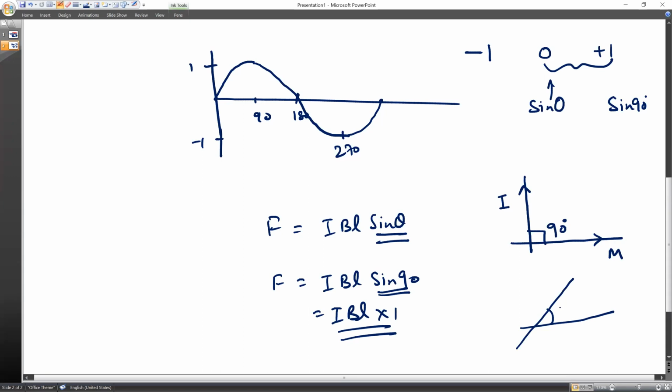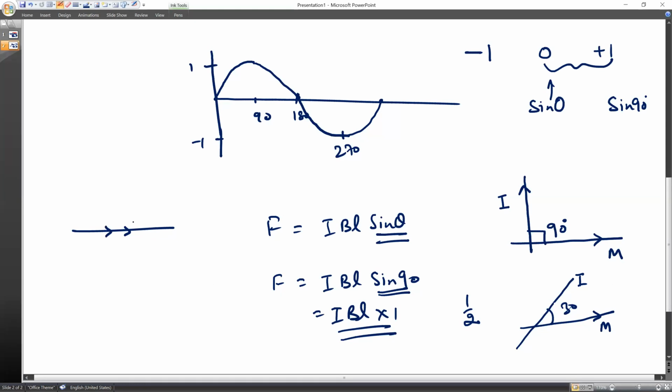Suppose this is 60 degrees. Sin 60 is root 3 by 2. And if it is 30 degrees, this will be half, so the force becomes half because sin 30 is half. If you keep on decreasing the angle, you will find the force keeps decreasing. And if the current and magnetic field are in the same direction or in the opposite direction, the force is 0, because sin 180 is also 0.